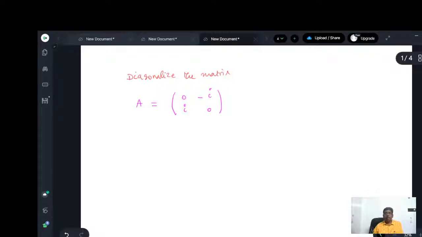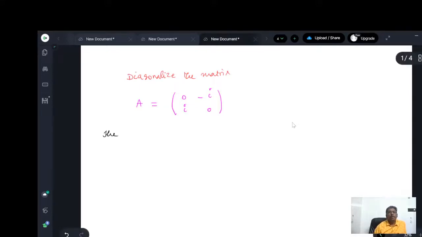Equal to 0 minus i, i 0. To diagonalize the matrix, we have to find out the eigenvectors of the matrix A. For that, first we have to find out the eigenvalues.